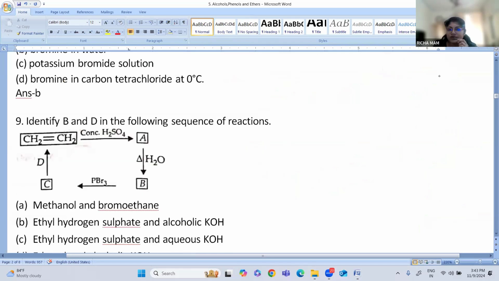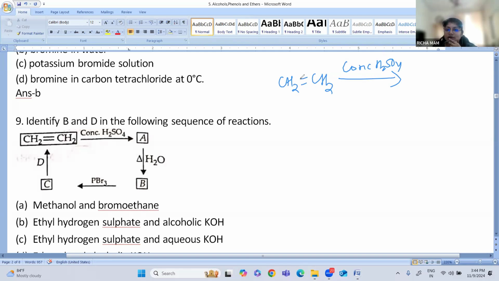Okay, so this is a reaction given. You have ethene. Ethene, when you react it with concentrated H2SO4. What is concentrated H2SO4 called? It is called a dehydrating agent. Dehydrating agent means what? It removes the water molecule.